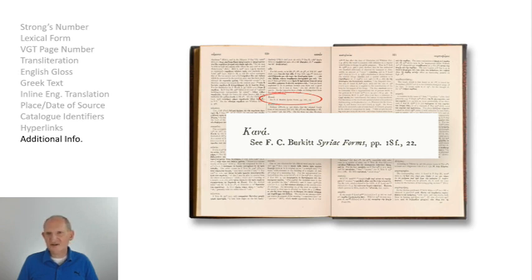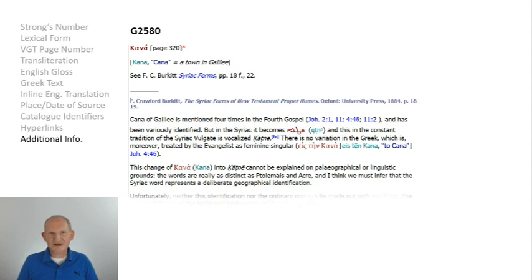And occasionally, Moulton Milligan will direct you to a source that is either out of print, no longer available, or very hard to find, and I would know. So what I've done is I've located these resources and included it in VGNTS. And sometimes these sources are in Latin, German, French, Italian, etc. So to help the English reader, I've provided translations for these.